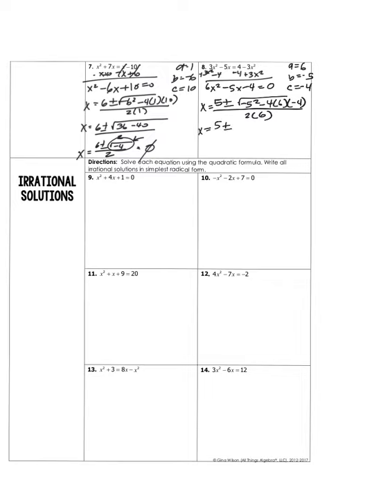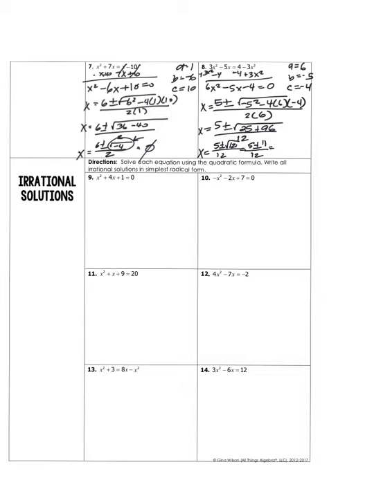So let's go ahead and start simplifying inside the radical. That's 5 plus or minus the square root of 25. -4 times 6 is -24. -24 times -4 is +96. All over 12. So this is x equals 5 plus or minus, 25 plus 96 is 121. Square root of 121 over 12. That's 5 plus or minus 11 over 12.